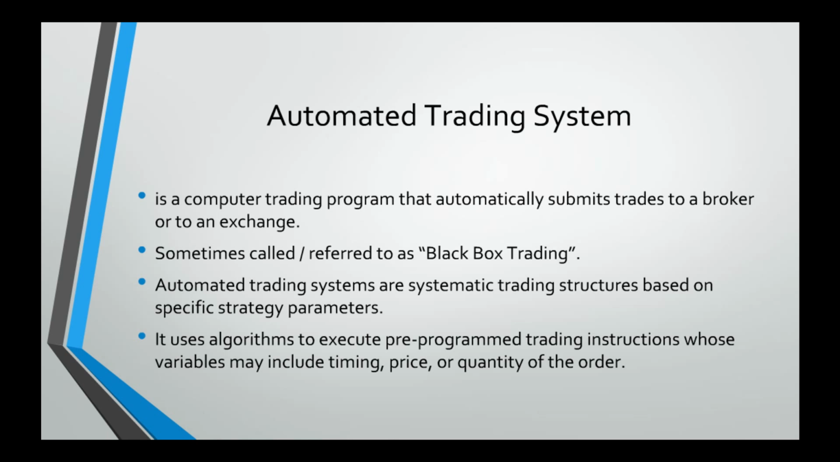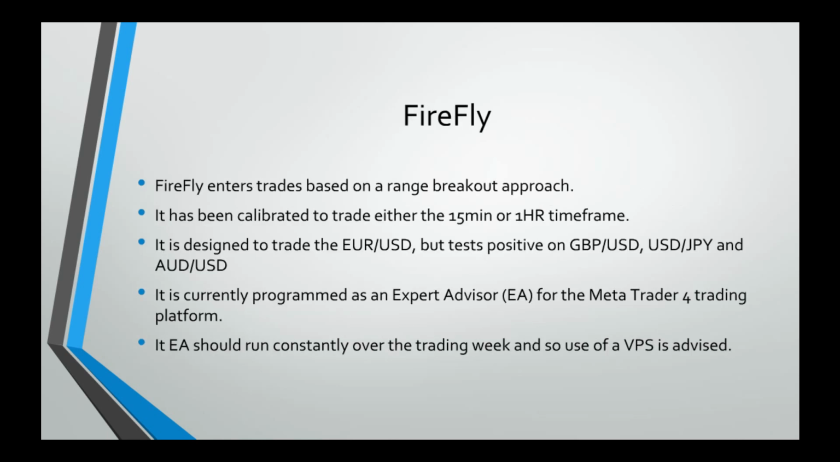Sometimes these automated trading systems are referred to as black box trading systems. All automated trading systems are based on systematic trading structures and generally have defined strategy parameters. Sometimes you can change these parameters, sometimes you can't. It depends on the particular system that you have and depends upon what the program allows you to do.